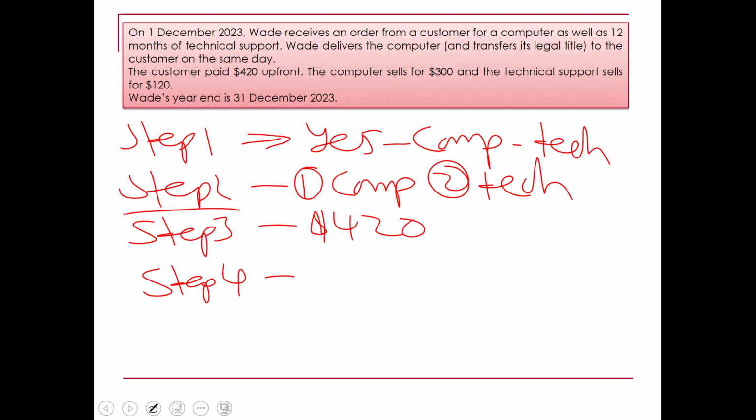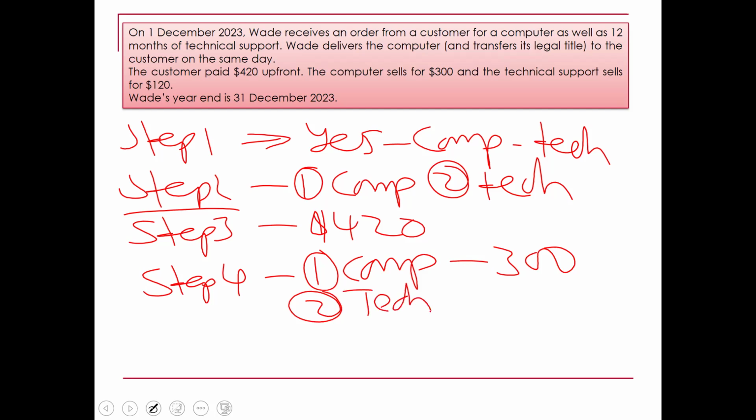So we are told that the computer sells for $300, which means for the computer, which is the first obligation, we are going to recognize revenue of 300. Then number 2, for the technical service, we are told that the technical support sells for 120. The total of these 2 is the 420 that we have received.